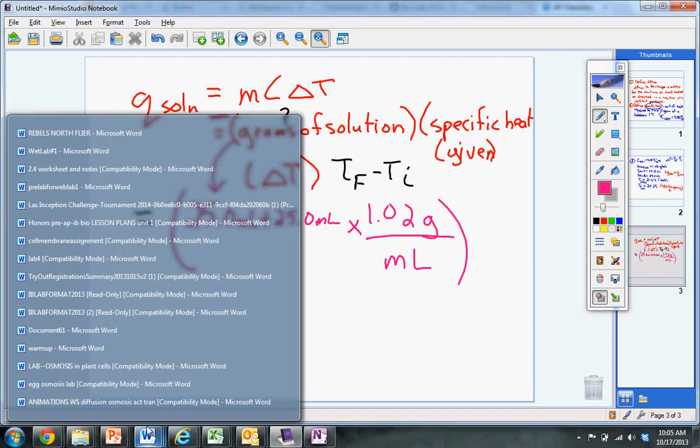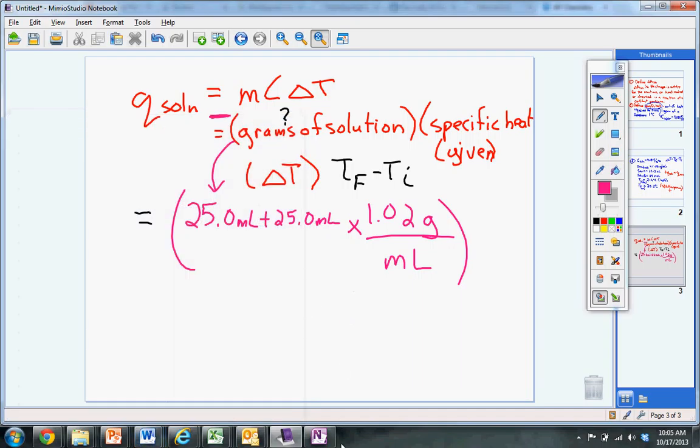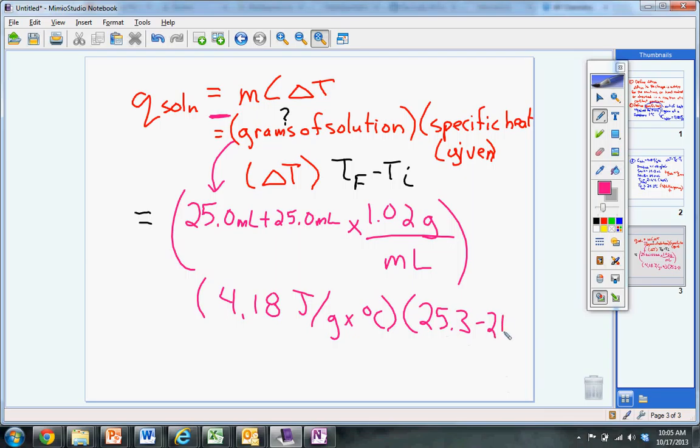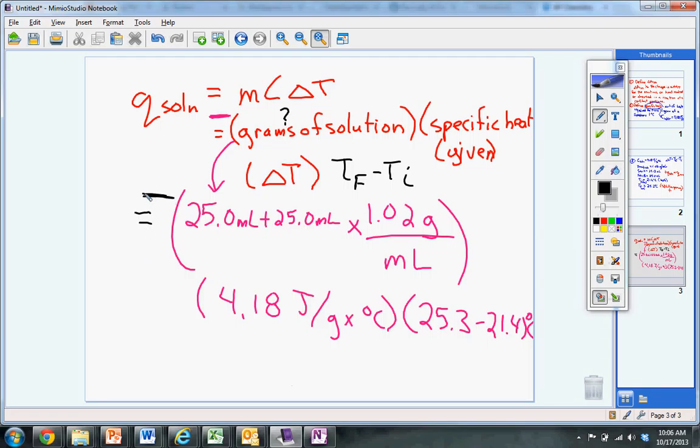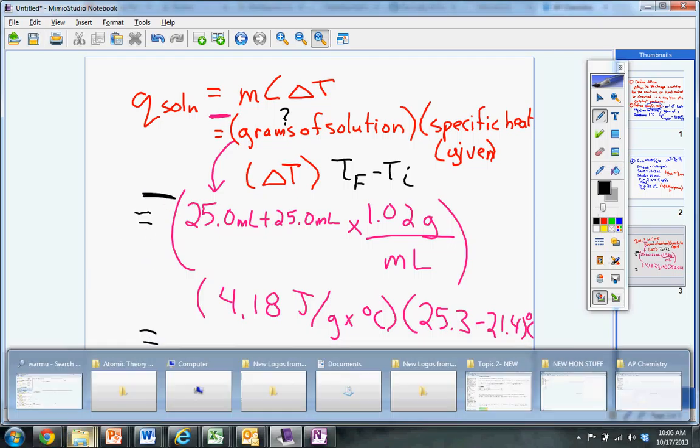So that is this part right here. I added those up, and then I have times 4.18 joules per gram degrees Celsius. And my delta T, what's my delta T going to be? I have to write it out: 25 minus 21.4 degrees Celsius. Okay, there we go. What is that? Okay, what's my answer going to be?